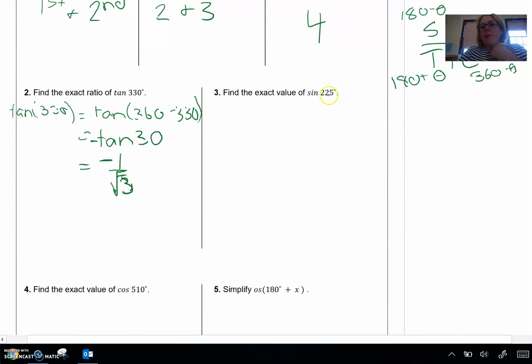Find the exact value of sine 225. That's in this quadrant, so I have to go 180 plus what is 225. So it's the same as minus sine 45. Why the minus? Because it's in the tan positive quadrant, and I know that's minus 1 on root 2.